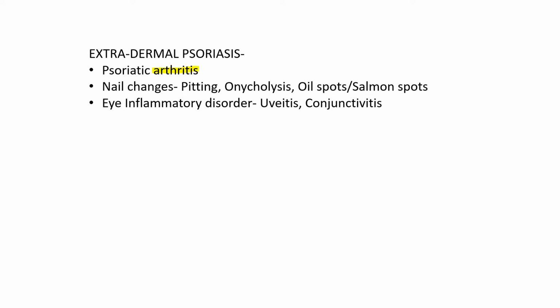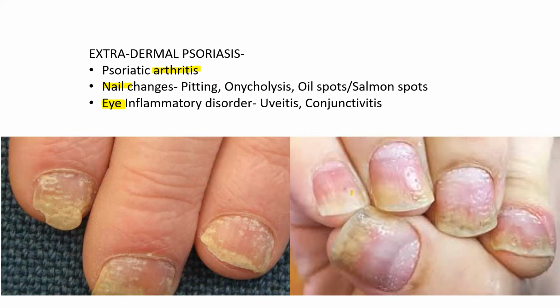First is joint problem, that is arthritis. Second, nail changes, that is pitting, onycholysis or oil spots and salmon spots, and third is eye. In the eye we can get uveitis, conjunctivitis. So these are very high yield for USMLE because they show images of nails and ask what is the problem that the patient has. So always think pitted nails, onycholysis, and psoriasis, and in these we can see these oil droplets. These are known as oil droplets or salmon spots.